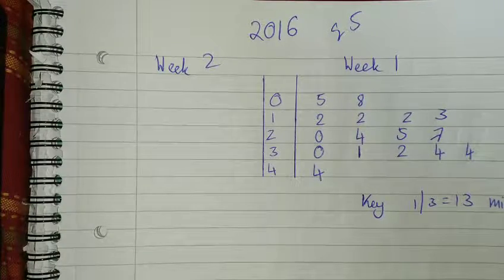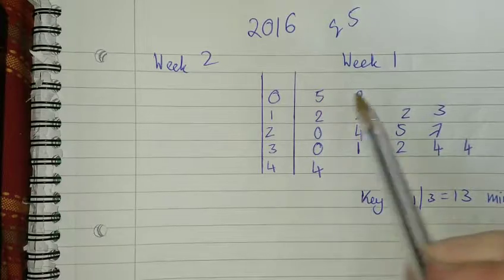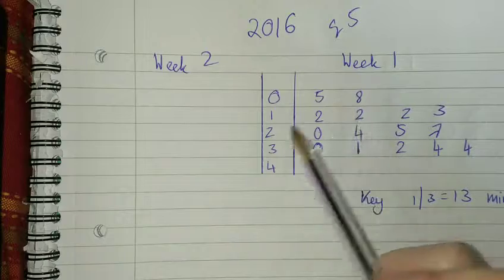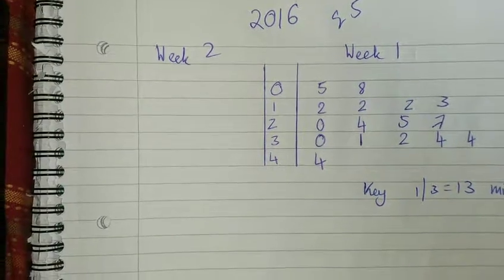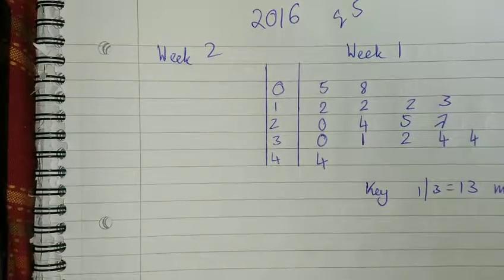When we're reading a stem and leaf plot, we can see when we have 0, 5, that stands for just 5. 0, 8, that stands for just 8. When we have 1, 2, that stands for 12. And if we have 2, 0, that stands for 20. So we're asked to find the mode and the median of the data.